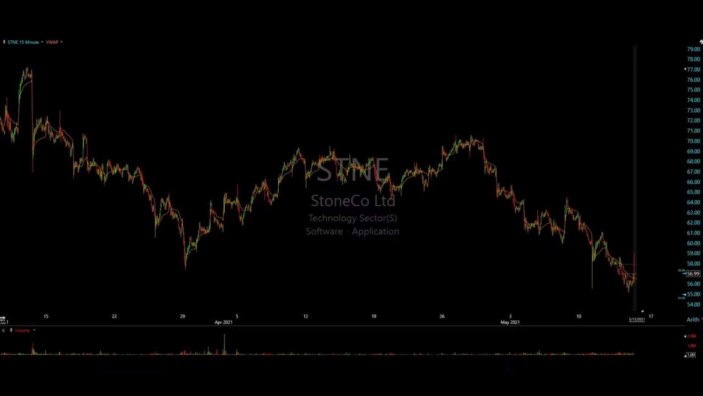We crushed this thing to the downside. Very solid trade for us, and it flushed into the close. Obviously, there was a bounce into the second part of the session, not from these guys, but from the market overall. But these guys just continue to bleed out.